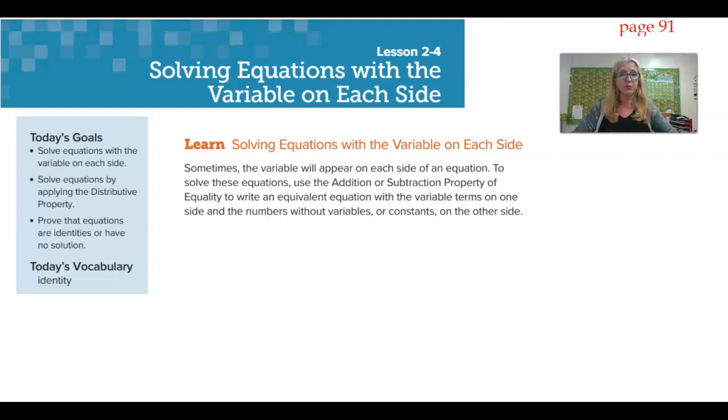So if you turn to your workbooks on page 91, we have our goals, our vocabulary, and an introduction explaining that when you have an equation with variables on both sides, your first goal is to get all your variables on one side so that we can solve for the variable. We do that by adding and subtracting to both sides. In the past, you've added and subtracted numbers to both sides, but in this section, you can also add and subtract variable terms from both sides.